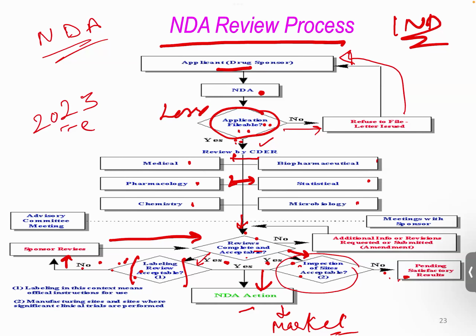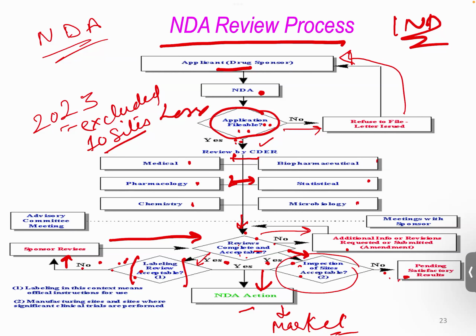Okay, so what else can happen if the review is not complete here? They may ask for additional information, maybe an amendment. They may ask you to do an additional trial. It happened with us. We submitted the phase 3 data. They said your vaccine data is complete, but how is this new vaccine going to impact the already existing childhood vaccines? We did not have that data.